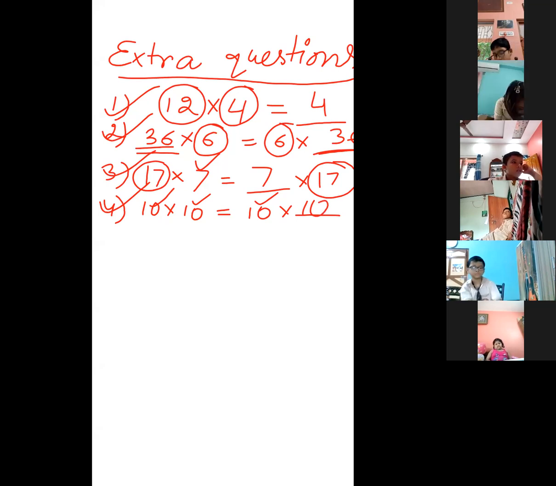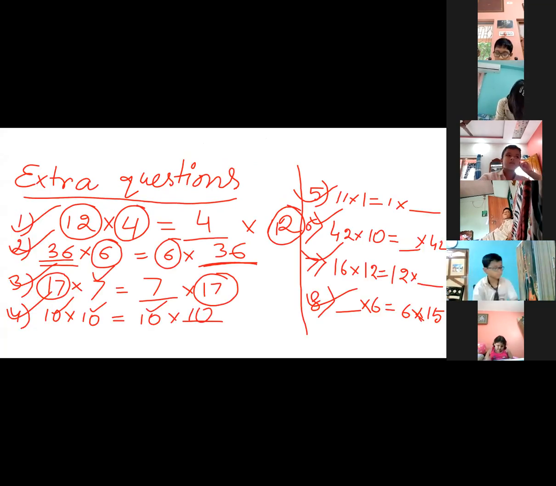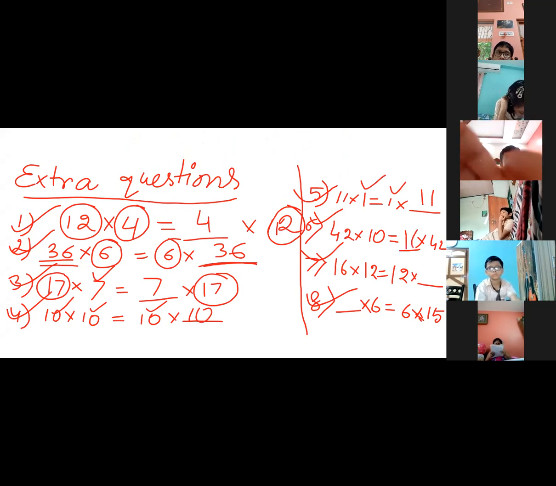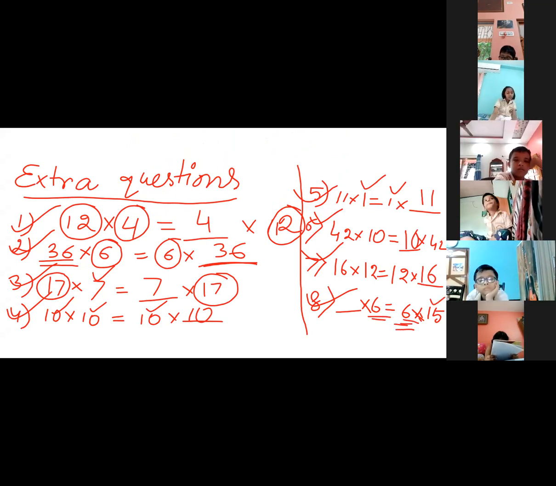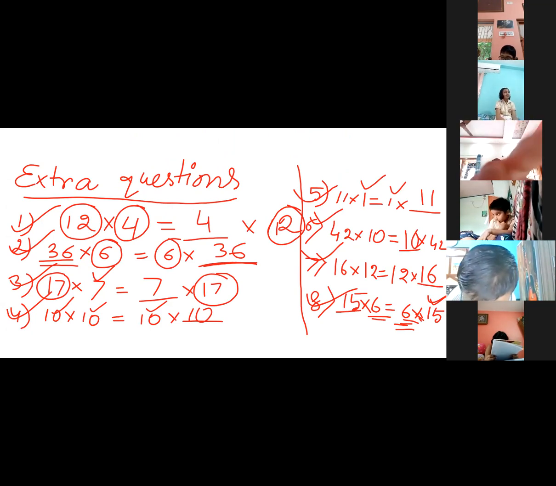Now look, are you able to see the full page? 11 into 1 is equal to 1 into 11. 42 into 10 is equal to the same thing, 10 into 42. 16 into 12 is equal to 12 into 16. Here look, 6 is there, 6 is also there. 15 is there, but 15 is not there. Here 15 will be in the first position, here 15 is in the last position. Completed.